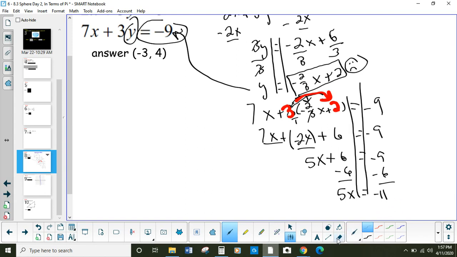Whoops. Oh, there's my mistake. What did I do wrong there? So I had a -9 up here. I think I thought that was a 5. I had a -9 up here. Did you guys catch my mistake? And then I subtracted 6. I should have got -15. I was like, what did I do wrong?